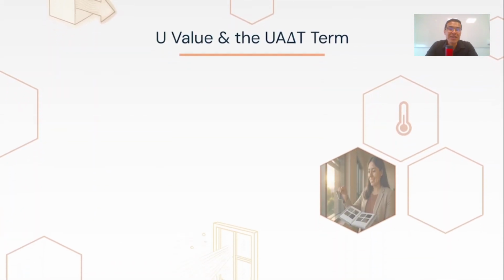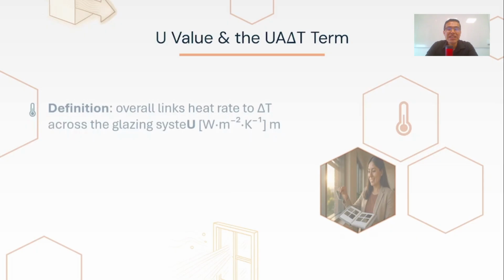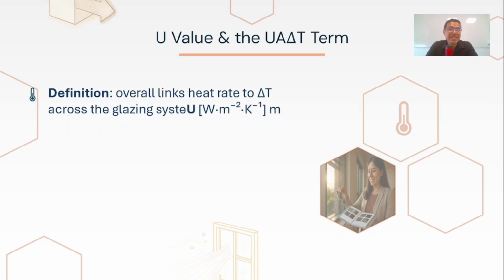Now let's zoom in on the U-value. Think of it as your window's insulation rating. The lower the U-value, the better the window is at resisting heat flow. It's a single number measured in watts per square meter per Kelvin.